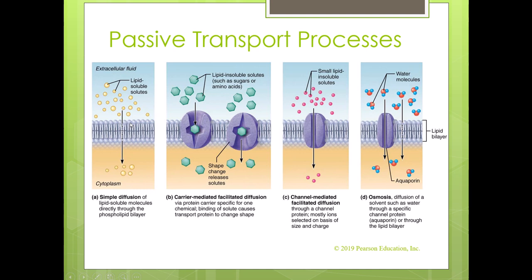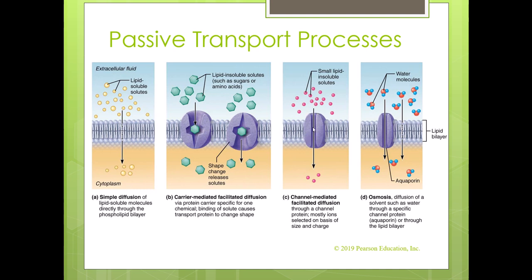So anything that is lipid soluble, or something small enough like the carbon dioxide and the oxygen, can slip through via simple diffusion. Molecules that are insoluble in lipids, molecules that are polar, or big clunky molecules, require some sort of facilitated diffusion.